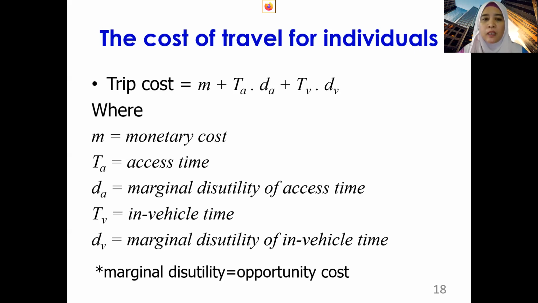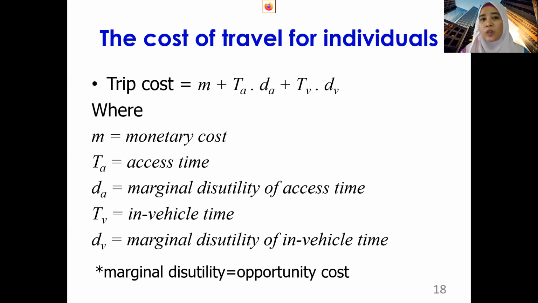What about TV times DV? So TV is in-vehicle time, the time that you take to get from point A to point B in the mass transit train, in the mass transit vehicle. And what times what? The marginal disutility of in-vehicle time, the opportunity cost, the time spent times the rate. Like I said just now, if I spend 20 minutes and I could have done something else, for instance, I can work and my work pays me 8 ringgit per hour. 20 minutes, 20 over 60 is 1 over 3. So 1/3 times 8 is how much? 8 divided by 3 is about $2 something.